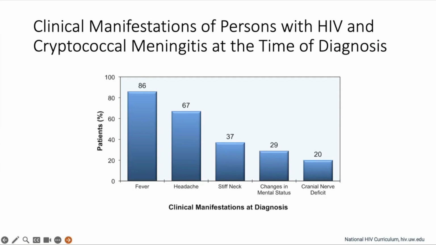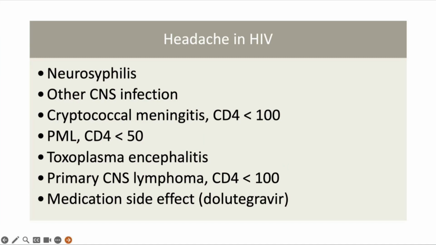But I think this is sometimes helpful because sometimes you're like, oh, it's a headache. They don't necessarily need to have a stiff neck at the time you first see them for you to be suspicious for cryptococcal meningitis if the situation is correct. Headaches and HIV obviously have many other causes from other infections, especially neurosyphilis, other CNS infections, other opportunistic infections. I mentioned a few of them here. And then medication. Some of our antiretroviral therapy regimens can cause mild headaches as a side effect, especially our integrase inhibitors.